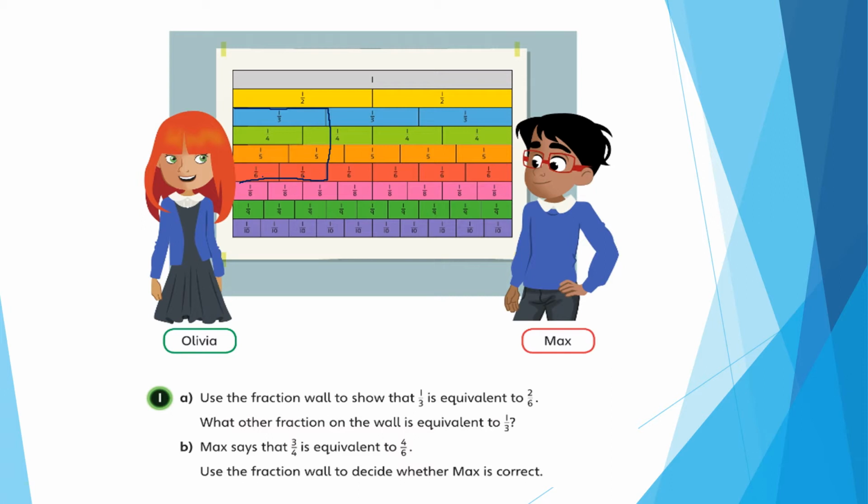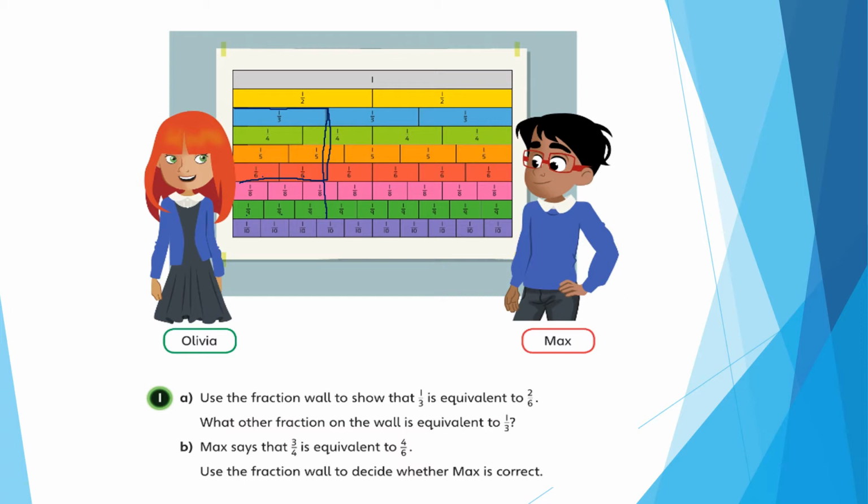It says, what other fraction on the wall is equivalent to 1/3? So if I go back to 1/3 again and follow it down straight as I can, to the 9th row, it says there's 1, 2, 3 ninths. So what other fraction on the wall is equivalent to 1/3 would be 3 ninths.